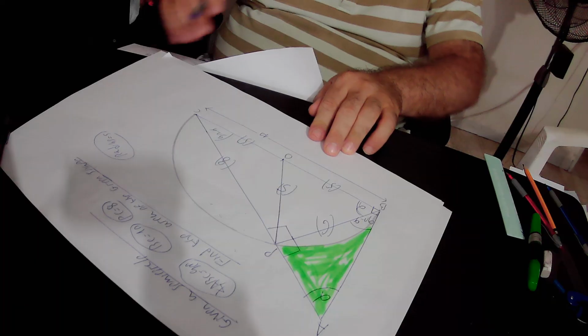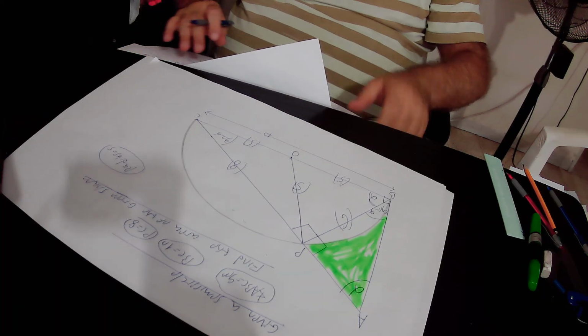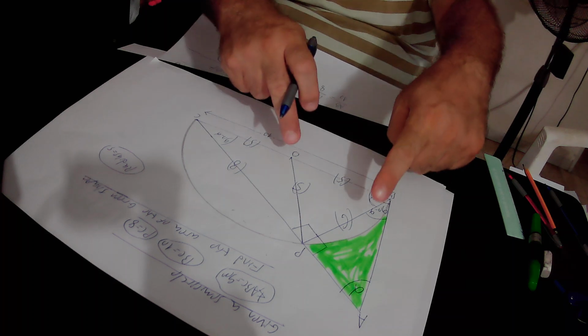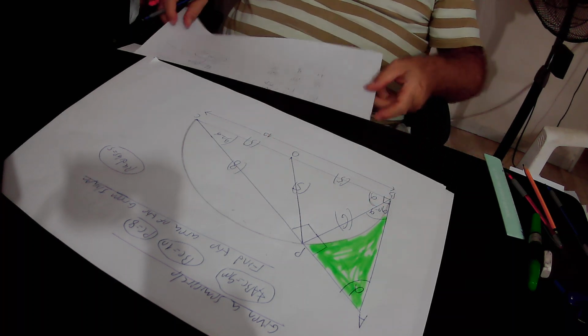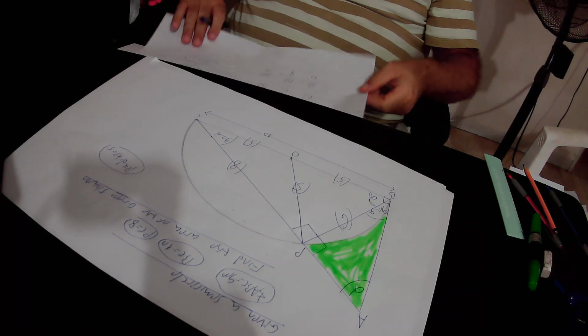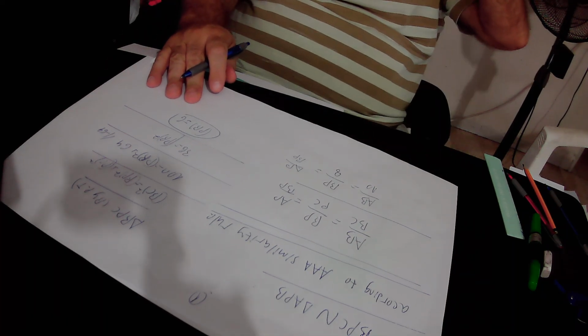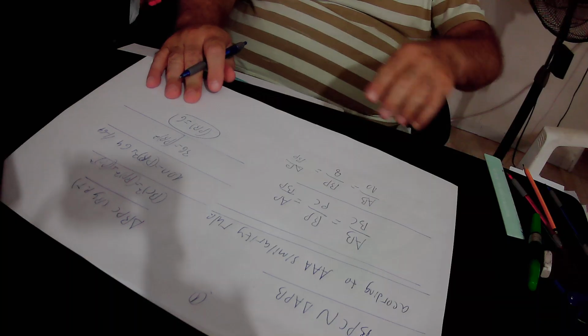PB equals 6 units in length. She found out, from the fact that those two right triangles are similar to each other, that the following relationship exists between their sides: AB over 10 equals BP over 8 equals AP over BP.